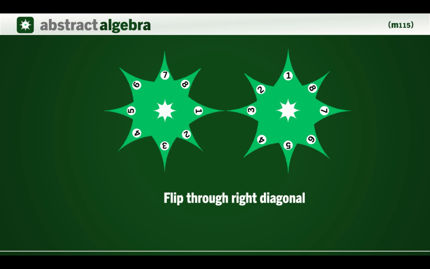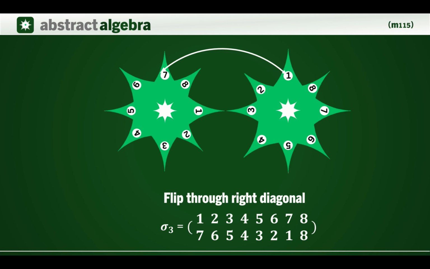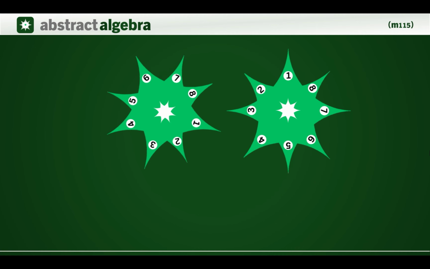Now we are going to flip through right diagonal and through right diagonal our model to get the sigma sub 3. So then we are going to map 1 to 7, 2 to 6, 3 to 5, 4 to 4, 5 to 3, 6 to 2, 7 to 1, and 8 to 8. So this is the result for the sigma sub 3.